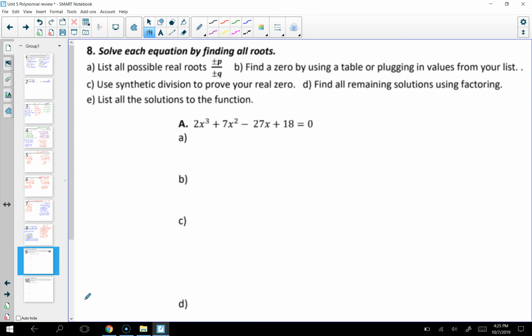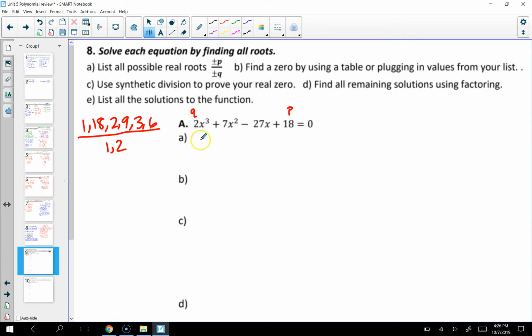Here we go. We are going to solve by listing all possible real roots first, so my p's over my q's. Right? Remember, this first piece is your q, this last piece is your p. I need factors of 18 divided by the factors of 2. What are my factors of 18? Well, we got 1 and 18. We got 2 and 9, and we have 3 and 6. So we're going to have to divide all of that by factors of 2, which is just 1 and 2.